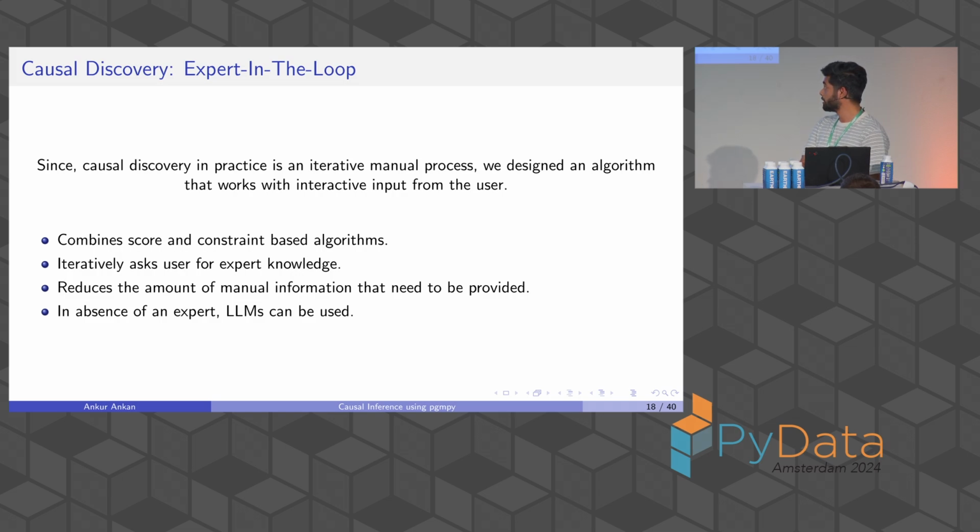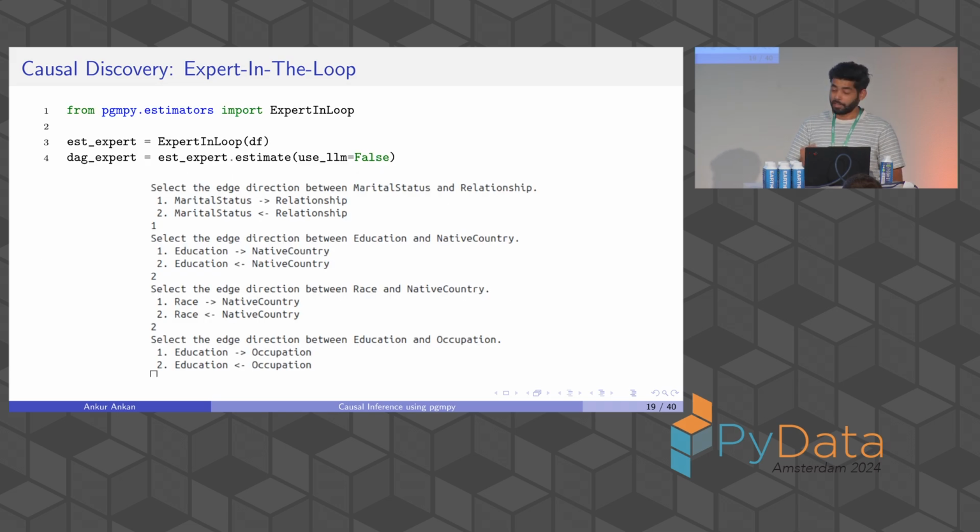And the other thing that we can do is that if we don't have an expert, we can just use an LLM. So how this works, basically, to show an example, is that we would call the estimate method, and it would start building the network. And as soon as it requires information about the direction of any edge, it would prompt, and the user can specify this information. And it keeps on doing this till it finishes building.